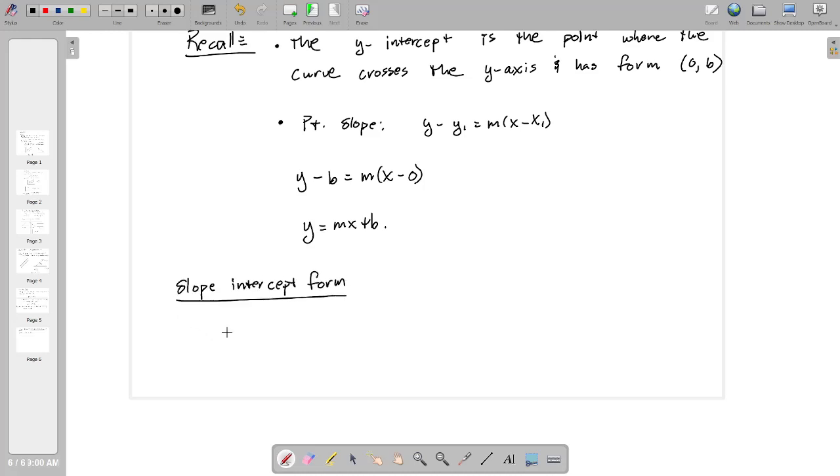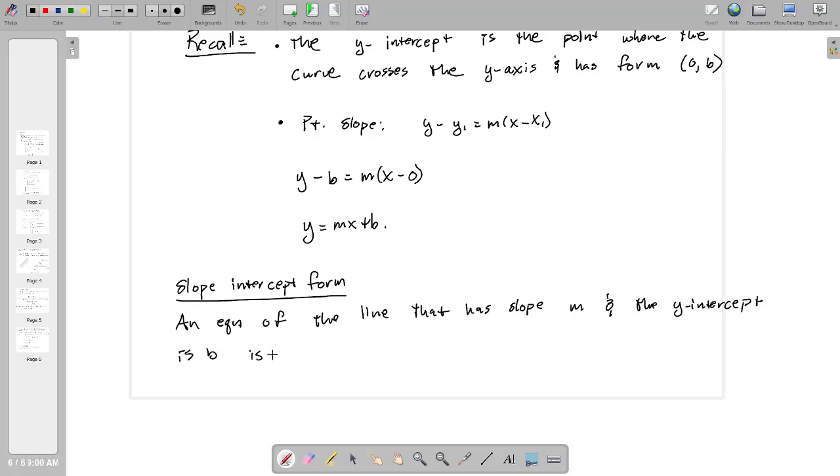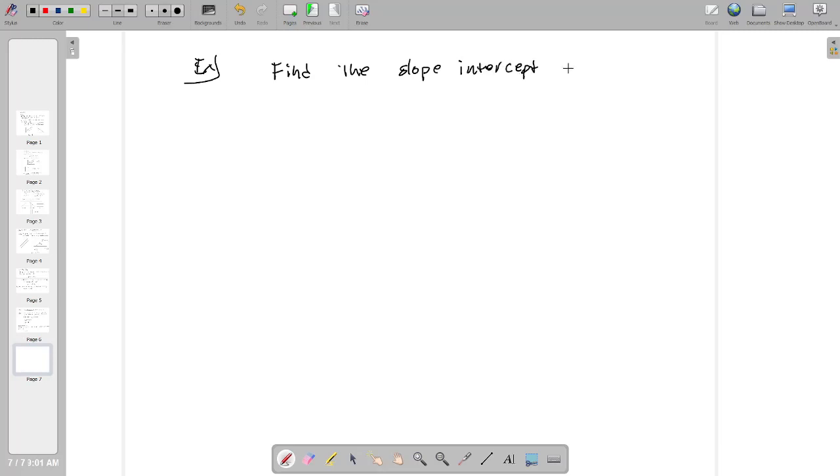Slope-intercept form: an equation of a line that has slope m and y-intercept b is y equals mx plus b. Find the slope-intercept form of the line that passes through the points (1, 3) and (3, -2). Now, as I said on your last Try One problem, we're given 2 points, so we need to figure out what the slope is before we can proceed with plugging them into the equation.